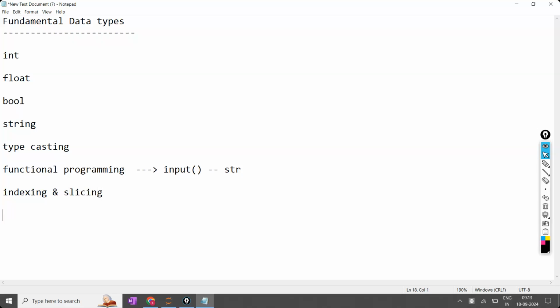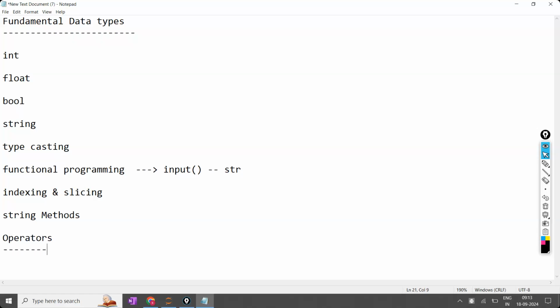After indexing and slicing, we saw string methods in the last class, and the various string methods we have. These are the things we covered in the previous sessions. Now, in today's class, we are moving on to advanced data types. First, I'll explain the operators.